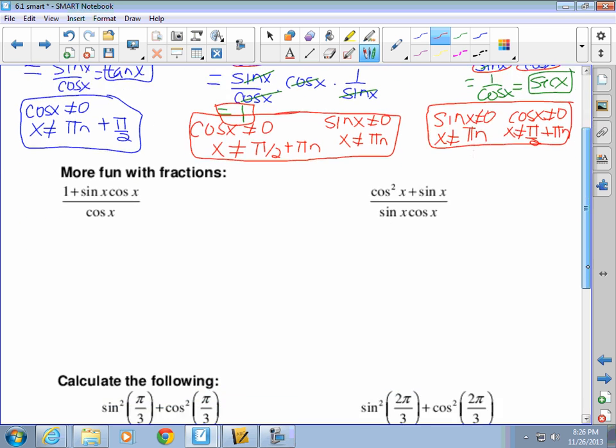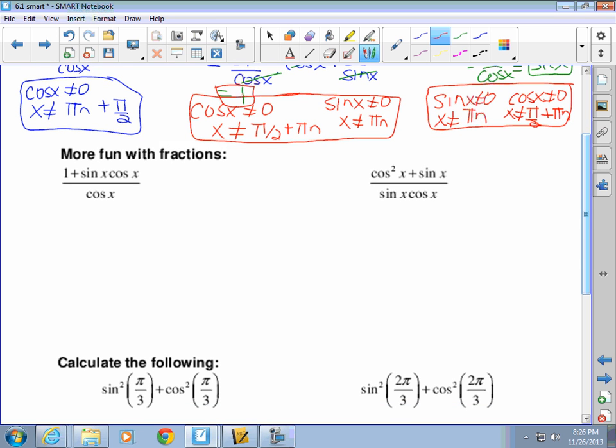Okay, so now we're going to do more, but we're going to throw in a couple of operations in there. So I have 1 plus sine x cos x divided by cos x. So what we want to do with this is break up this fraction. So this is the same as saying 1 over cos x plus sine x cos x over cos x. Once you've broken it up, then do whatever canceling and simplifying you can.